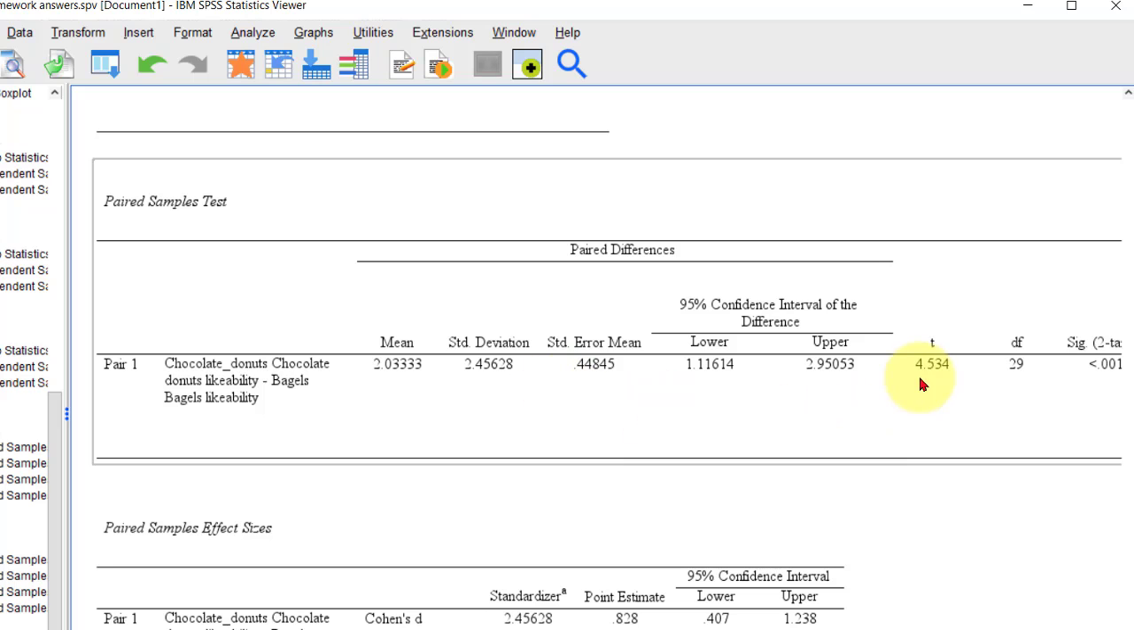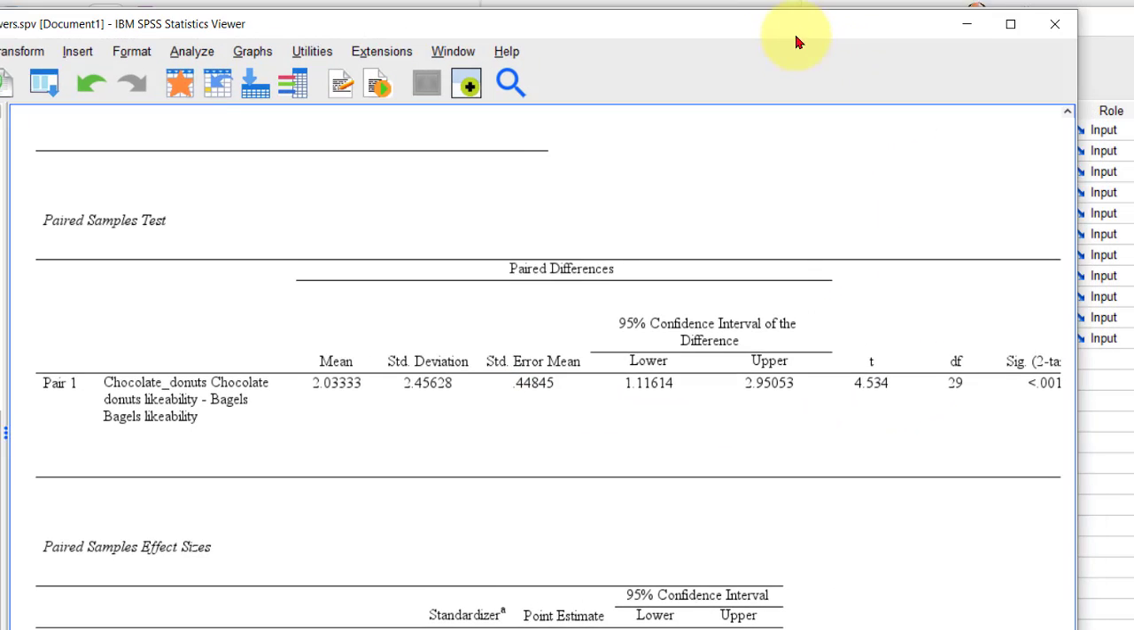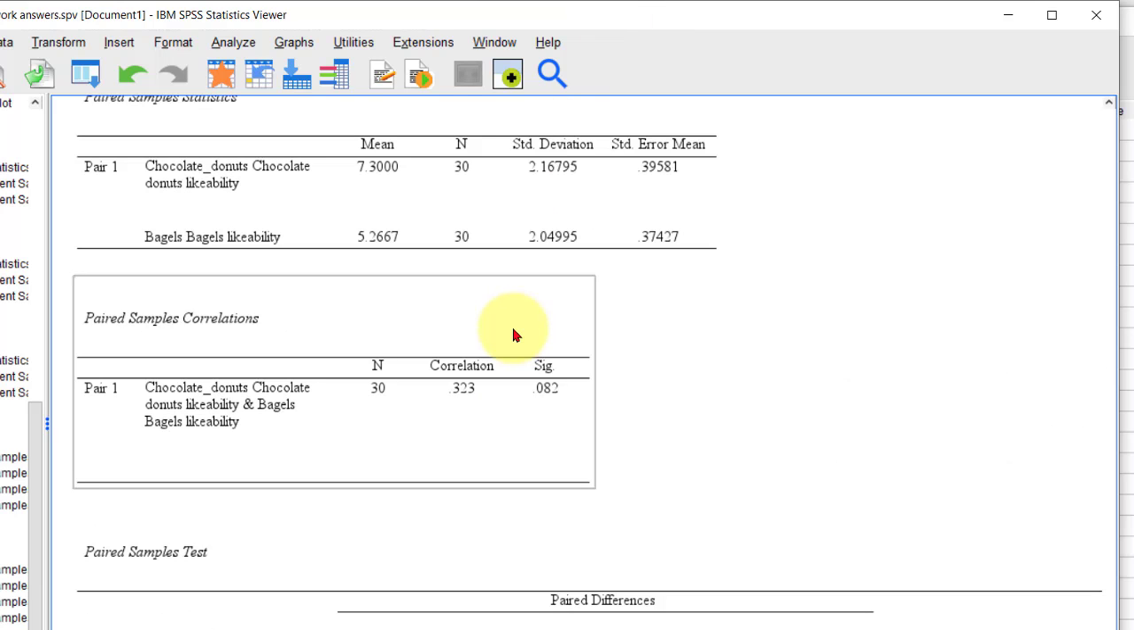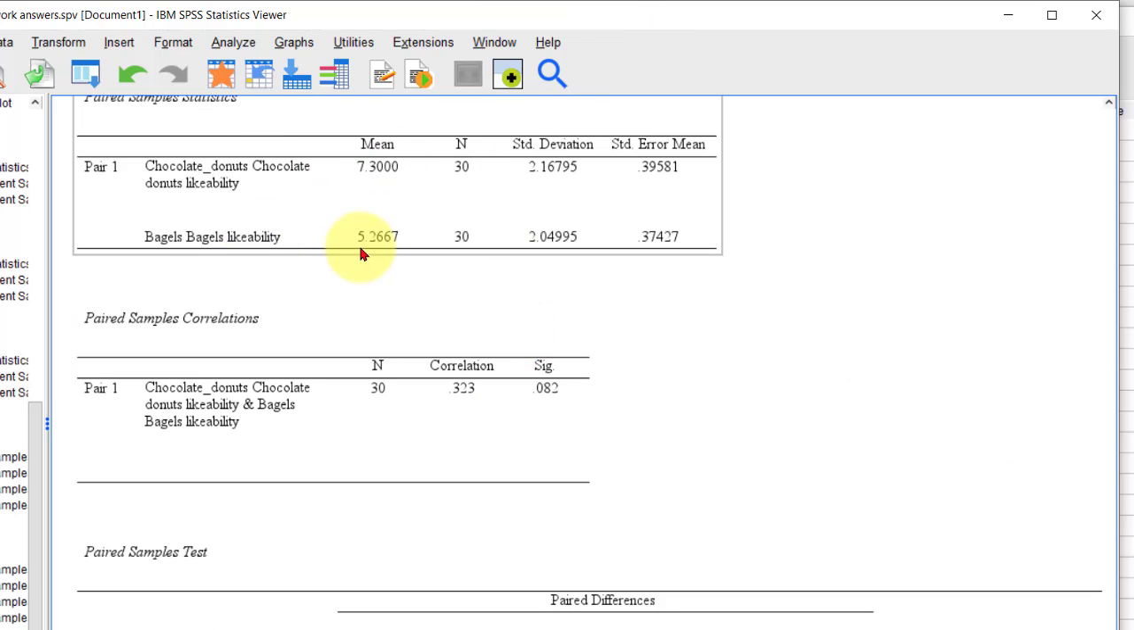And there's our t value. And there's our sig value. It's much less than 0.05, the critical alpha. So, in other words, there was a significant difference in deliciousness ratings between the chocolate and the bagel. The chocolate was significantly higher than the bagel.